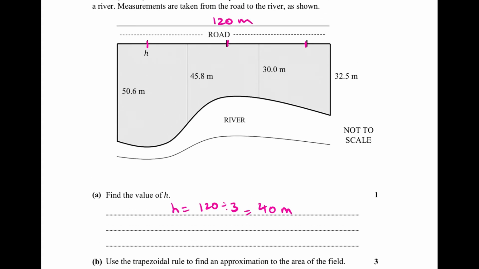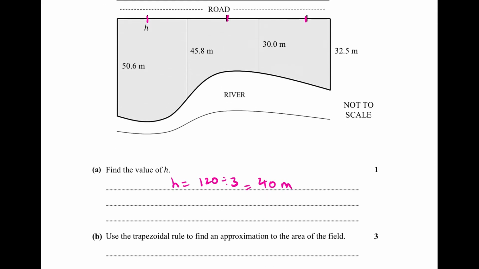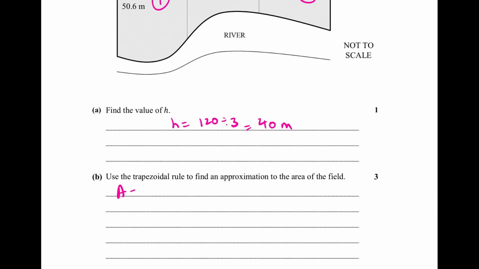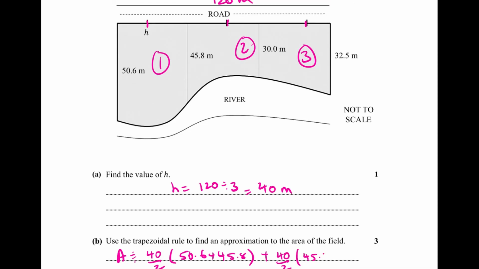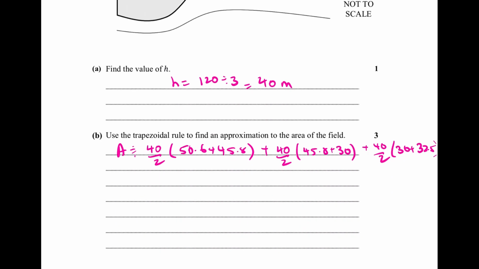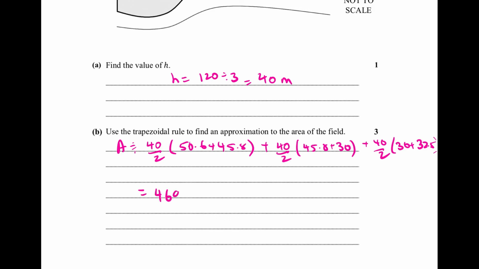Use the trapezoidal rule to find an approximation of the area of this field. Okay, so let's break this down into 3. So I'm going to do trapezoidal rule for 3 times. So your approximate area is going to be height over 2, so 40 over 2, open bracket, 50.6 plus 45.8 plus 40 over 2, 45.8 plus 30 plus 40 over 2, 30 plus 32.5. Plug that all into your calculator and you get 4,694 square meters.